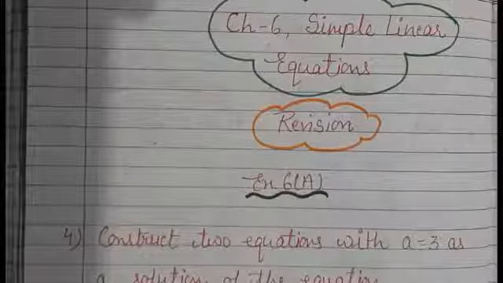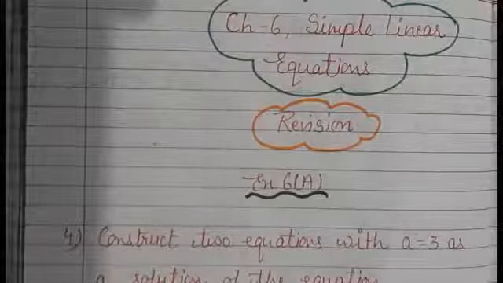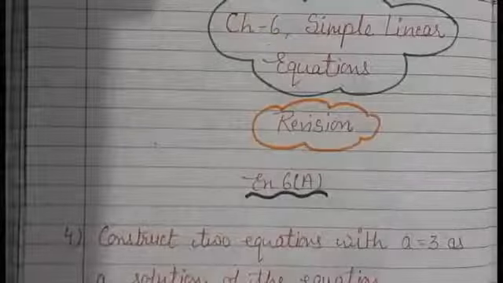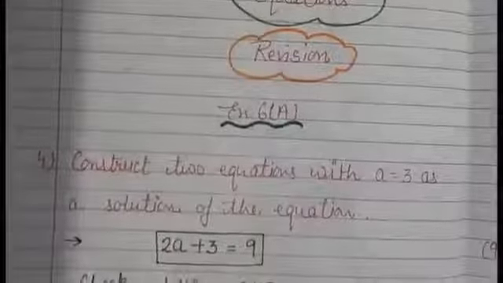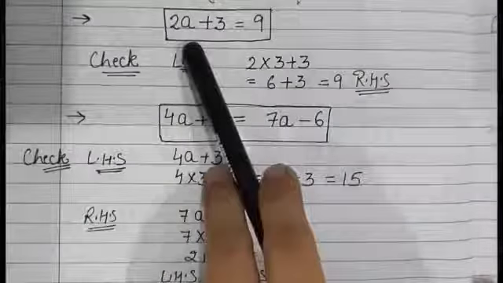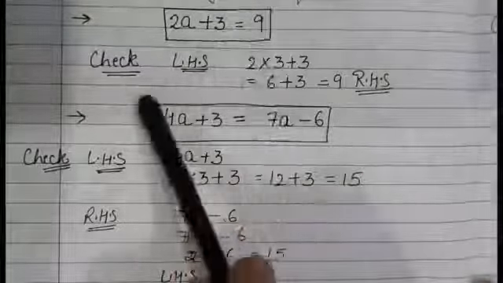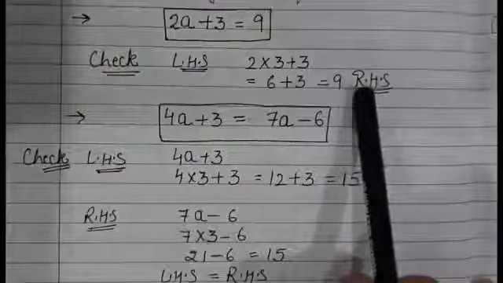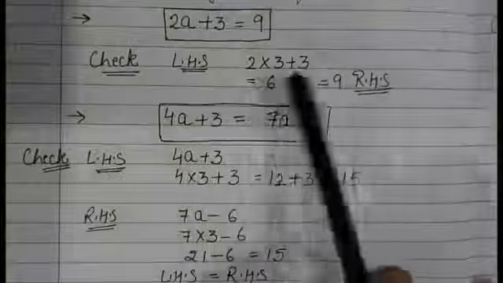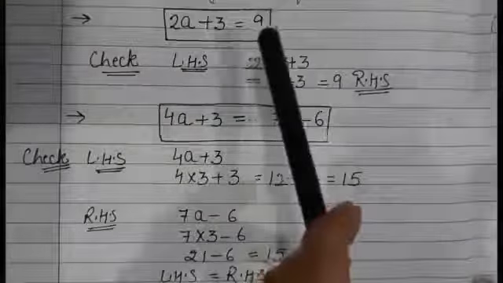Students are asking for numericals, so here I am doing the solutions of those numericals. Let's start with exercise 6a, fourth numerical. Construct two equations with a equals 3 as a solution of the equation. The first equation which I have made is 2a plus 3 equals 9. You can make your own equation also, and by taking LHS and RHS you can check if both are coming equal, which means the equation you have taken is correct, right?